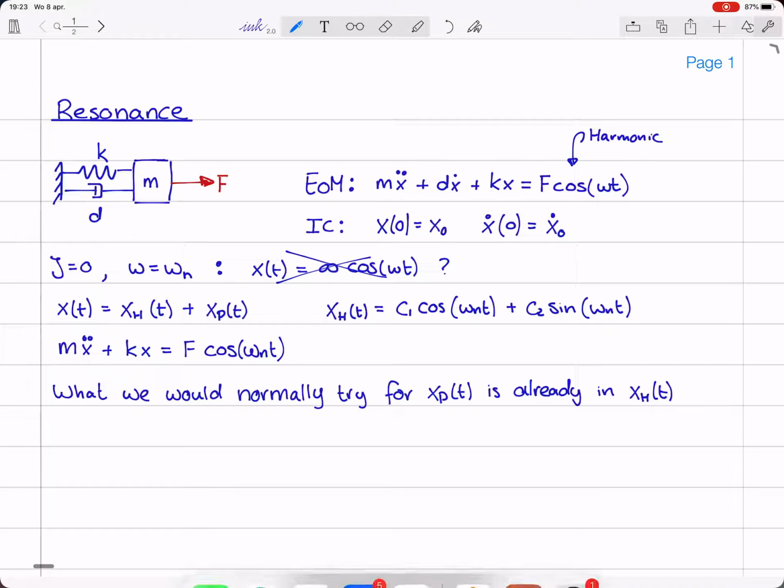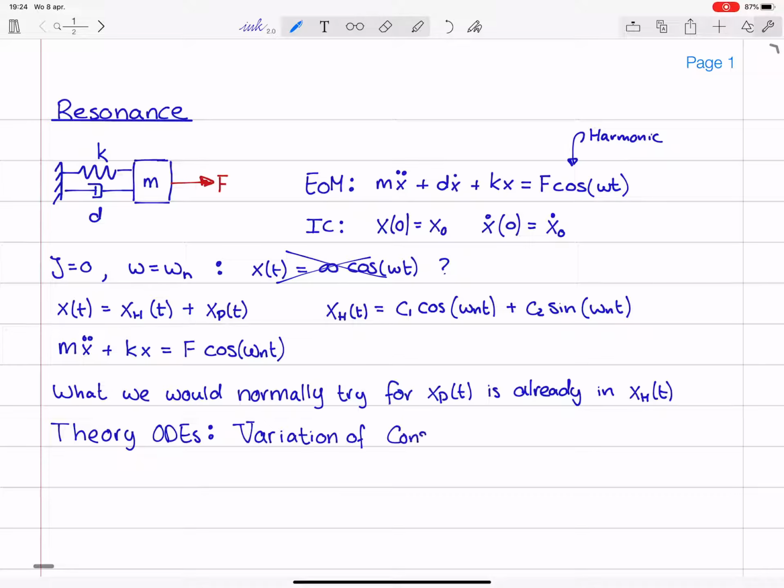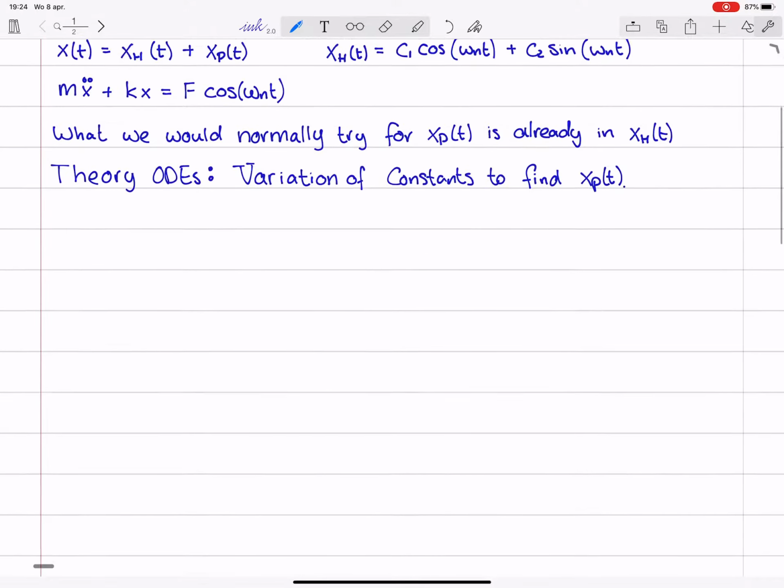So in order to fix this, we need to look back at the theory of ODEs to find a method that will work in this case. And this is the so-called variation of constants, to find xp. All right. Maybe you remember variation of constants by heart, or maybe you remember the result, how to modify xp. If not, I made a lecture on this. Have a look at it again, and then the result, and that is what I will need here.